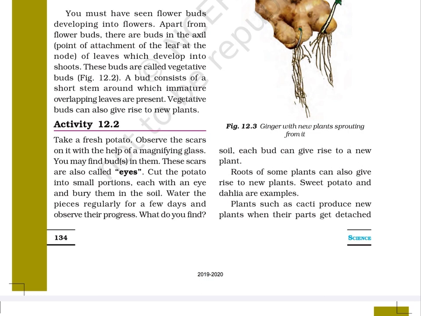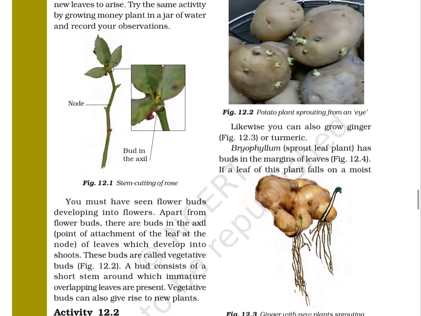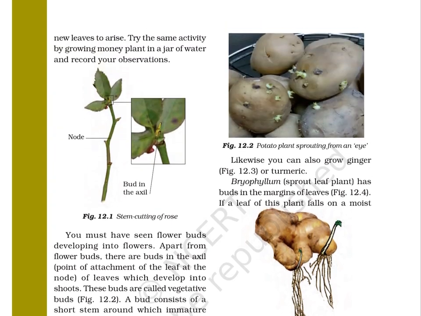Activity 12.2. Take a fresh potato. Observe the scars on it with the help of a magnifying glass. You may find bud or buds in them. These scars are called eyes. Cut the potato into small portions, each with an eye, and bury them in the soil. Water the pieces regularly for a few days and observe their progress. What do you find? Figure 12.2. Potato plant sprouting from an eye.